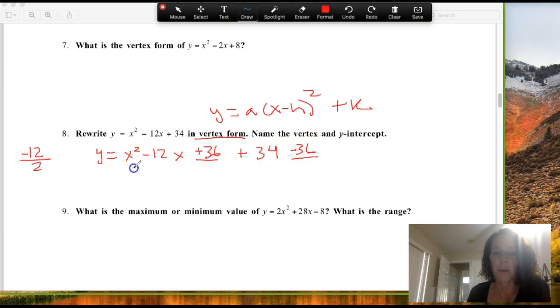Now this is my perfect square. Remember, it's always x. If this is minus, this is minus. And it's always half of this, which would be 6, or the square root of that, which is 6.